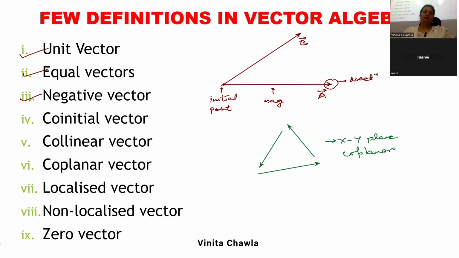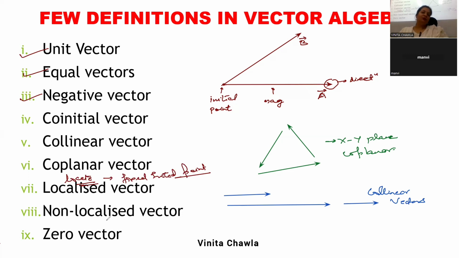Next is collinear vectors. What are collinear vectors? Collinear means same line. Parallel. Okay, we can take parallel, we can take same line for collinear. So these are collinear vectors. All these vectors are collinear vectors. Draw these vectors in your notebook.